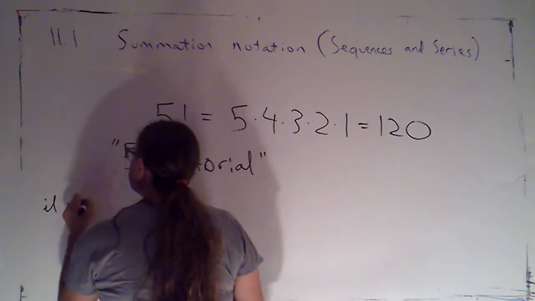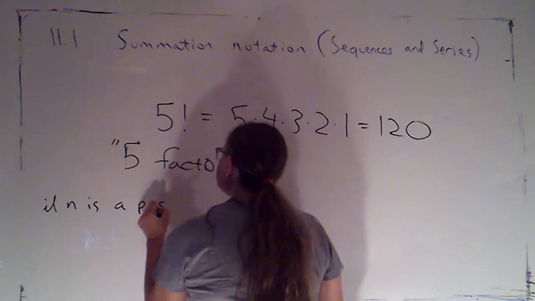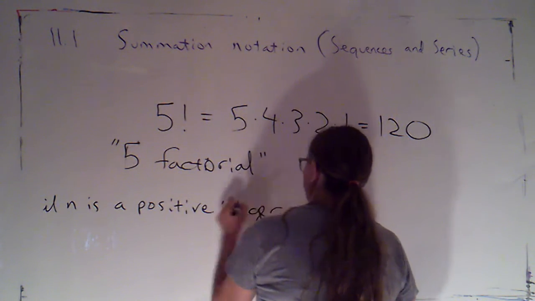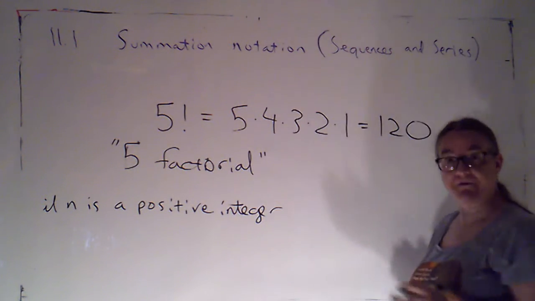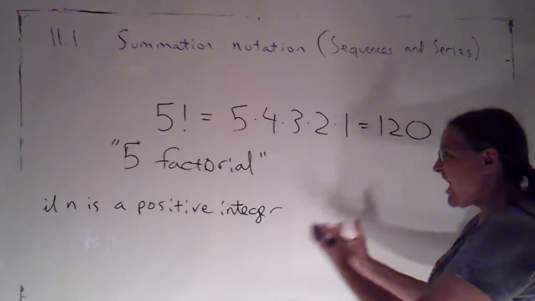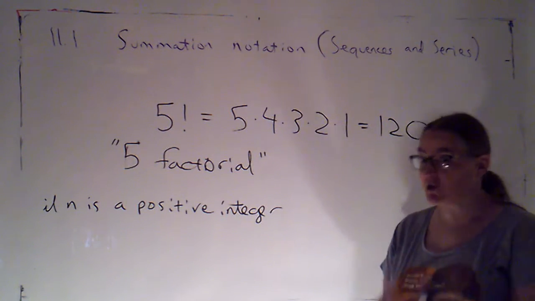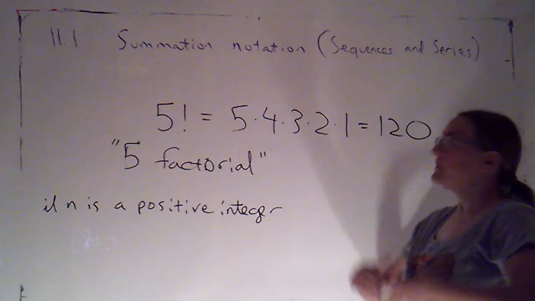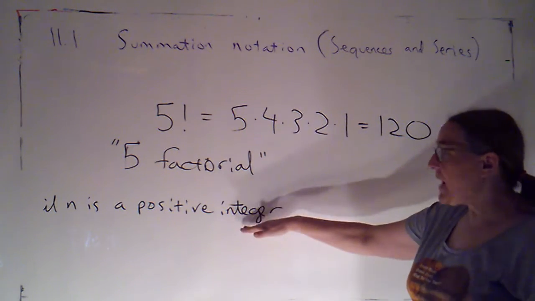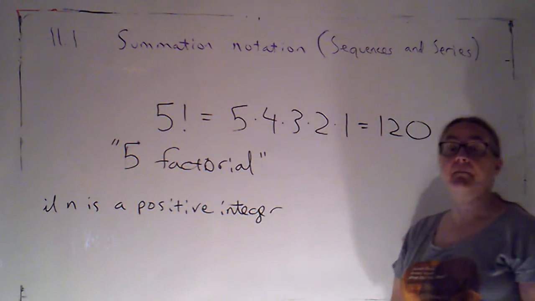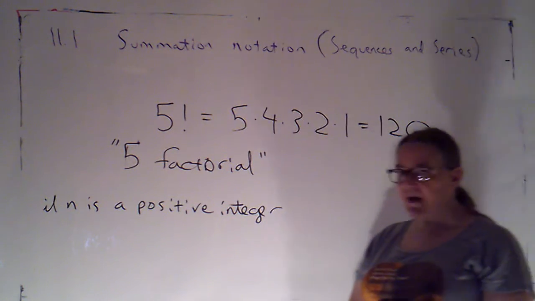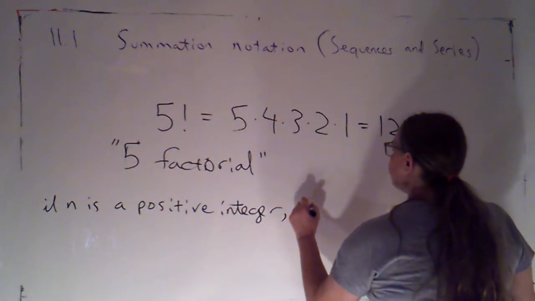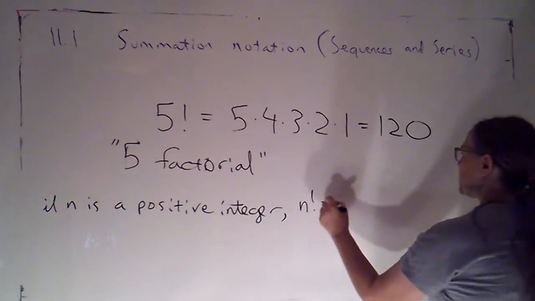If n is a positive integer, so factorials won't be defined for all numbers. There's not going to be a 5.5 factorial. There's a 5 factorial, there's a 6 factorial. There's not a negative 5 factorial. It's got to be a positive integer for the definition I'm about to give you, and then there's a special definition for 0. Okay. If n is a positive integer, n factorial is just the product.